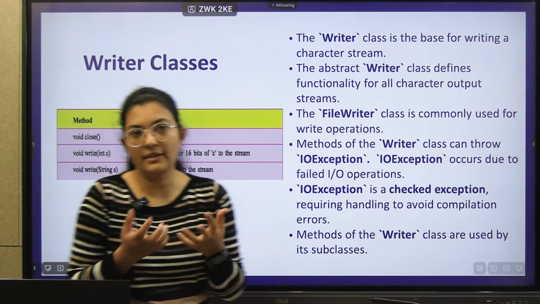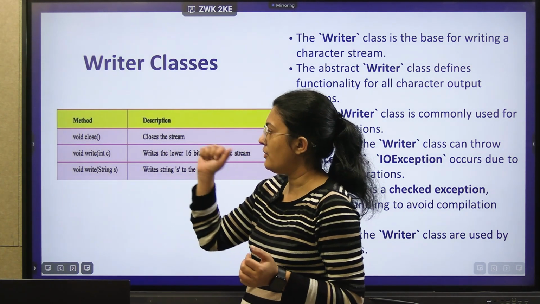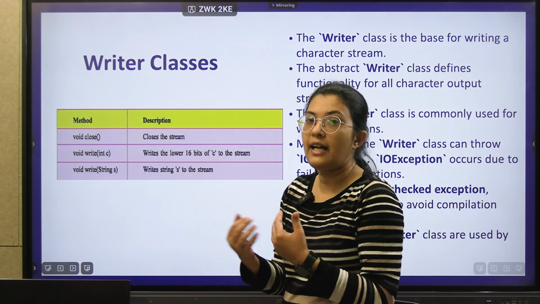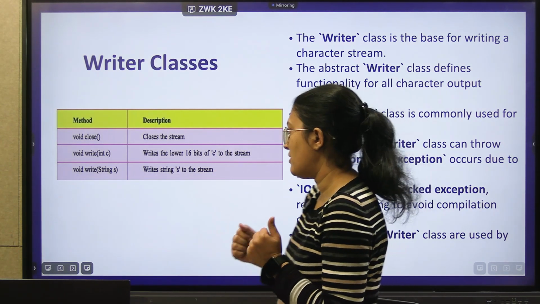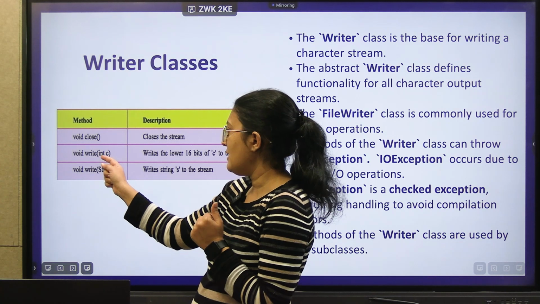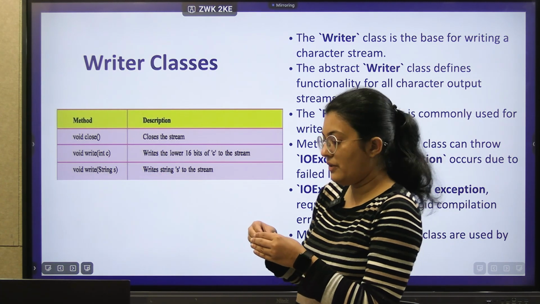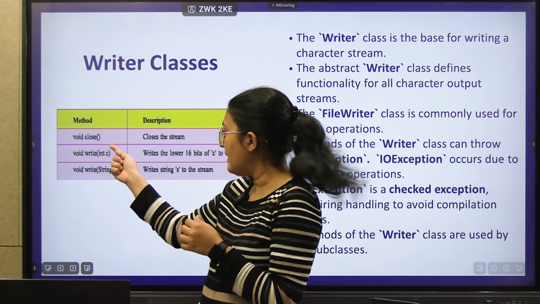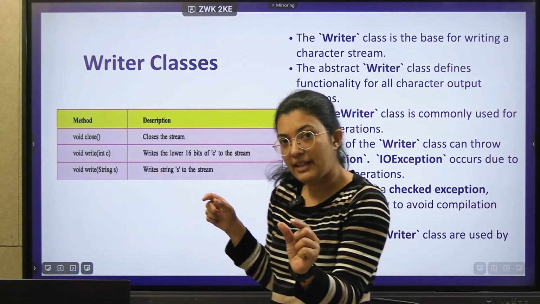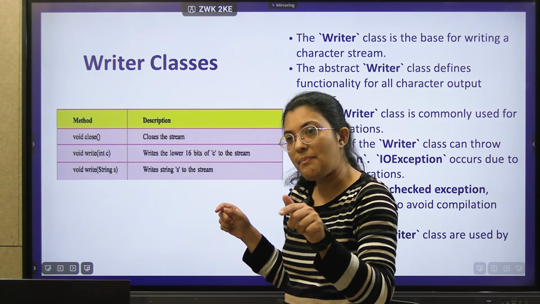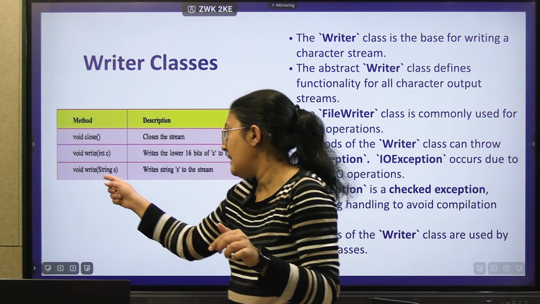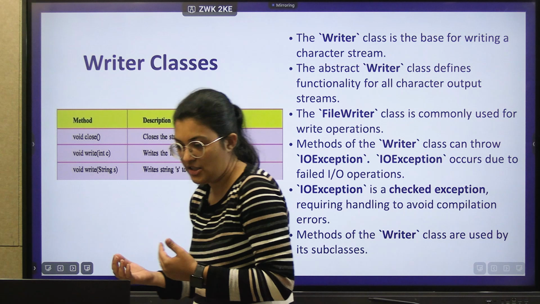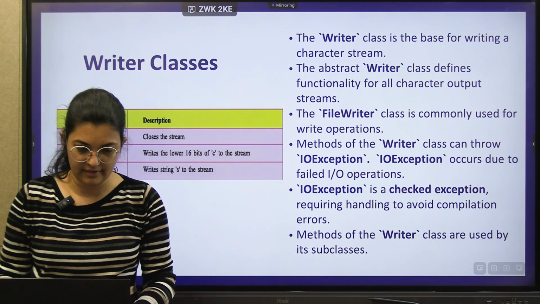What are the common methods of the writer classes? The first method is the close method, that is used to close the file that we opened for the write operation. Second is the write method. In this integer version, whatever character you give to this method will be written to the file. Here we have to give the ASCII value of that character, so instead of capital A, you can write 65. And this is a string version, that is whatever string you want to write into the file will be given over here.